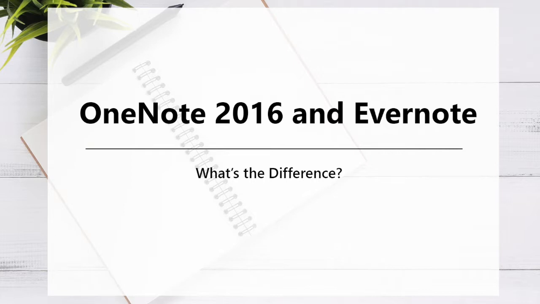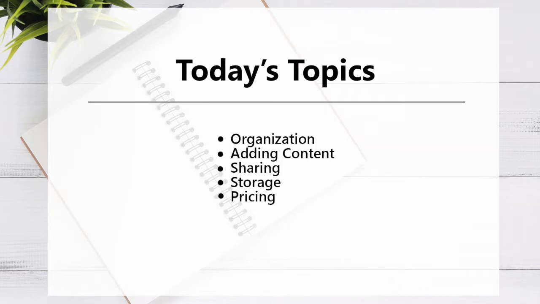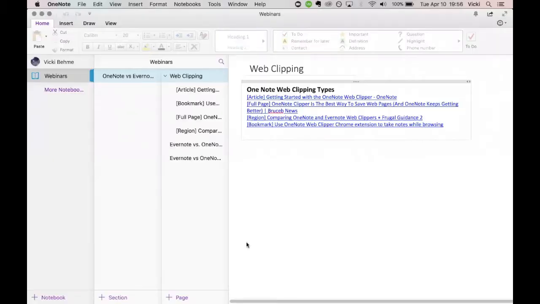The truth is that despite their similarities, the two products have very different origins, and those backgrounds give both products some distinguishing strengths. The topics that we're going to cover for each of our products today are organization, adding content, sharing, storage, and pricing. To start, we're going to look at how each product structures their notebooks.